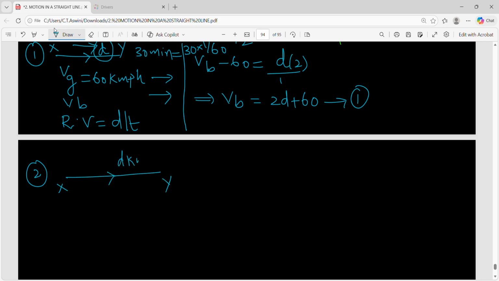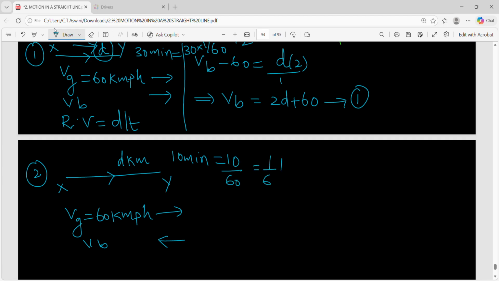Girl is traveling from X point to Y point, whose distance is d kilometers. Velocity of the girl is same, 60 kilometers per hour. But this time, the bus is moving in opposite direction. And how much time it was taking? 10 minutes. That means 10 by 60 hours, which is 1 by 6 hours. So in a time of 1 by 6 hours, this time the bus is crossing the girl in opposite direction.